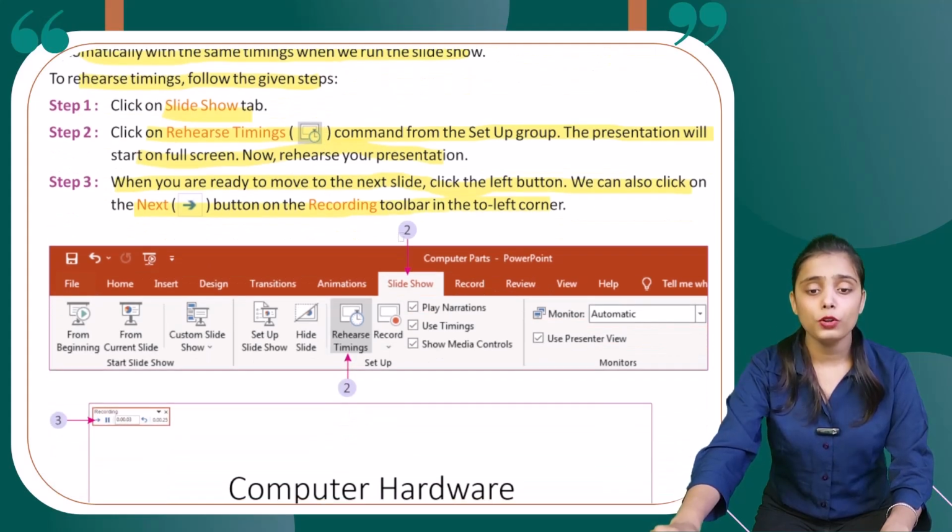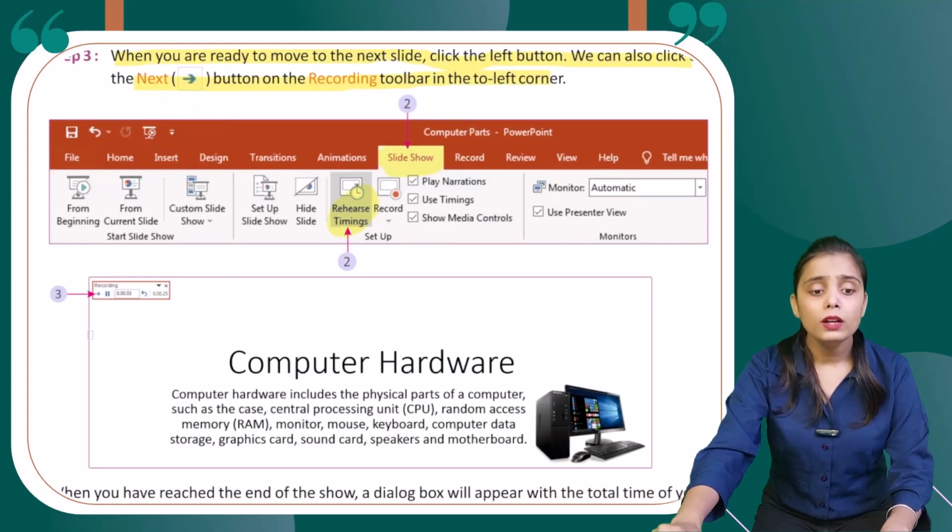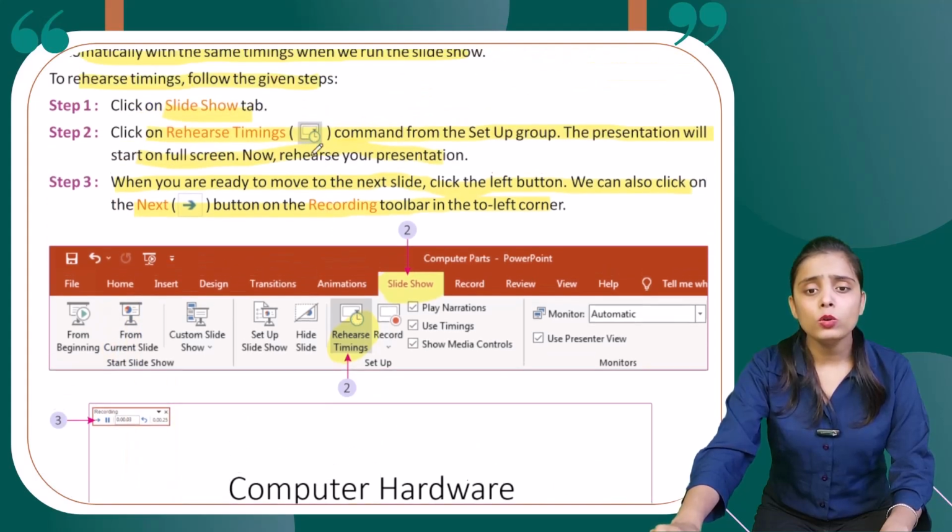So students, what you have to do, first you have to click on the slideshow tab. Okay, and then you have to click on rehearse timing. Here you can see recording. Okay, let's do it correctly. So what you have to do here, when you are ready to move to the next slide, click on the left button, and we can also click on the next button on the recording toolbar in the top left corner.